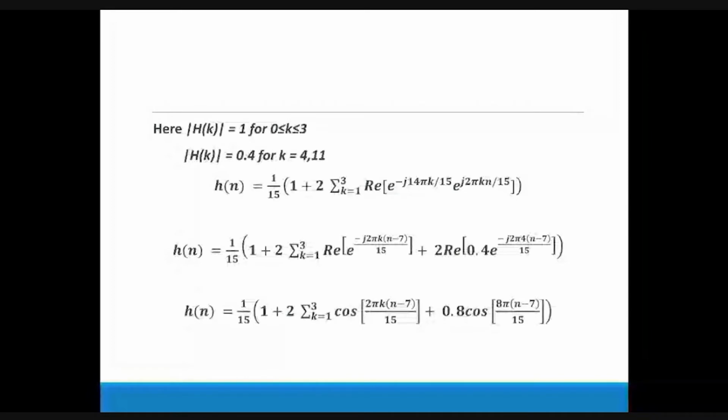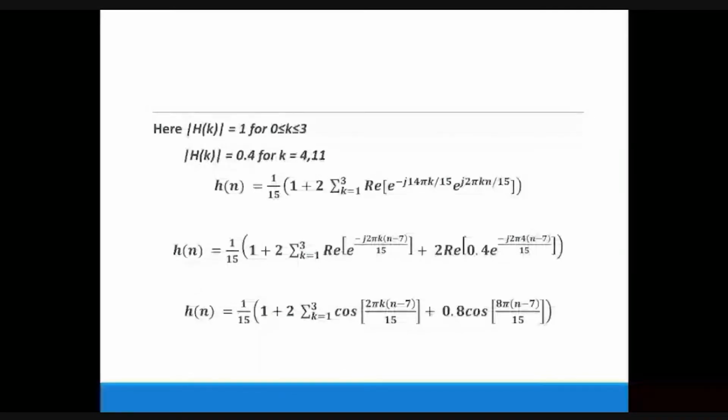So when you simplify this, you will get the final equation. h of n is equal to 1 by 15, in brackets, 1 plus 2 summation from k equal to 1 to 3 cos 2 pi k (n minus 7) by 15, which is the same as your previous equation, but whatever value 0.4 is given, based on that you will get the second part of this equation, that is 0.8 cos 8 pi (n minus 7) by 15. Okay, now calculate the values from h0 to h7 and the remaining values you will get with the help of symmetry. Find out the values and share your answer with me.